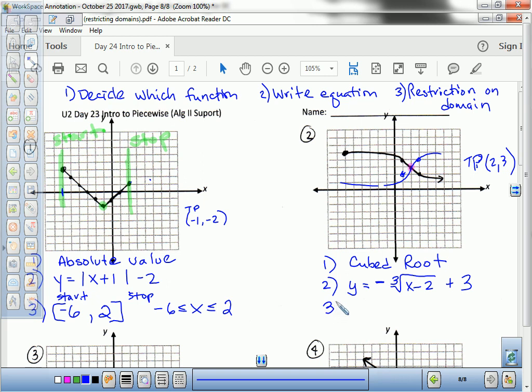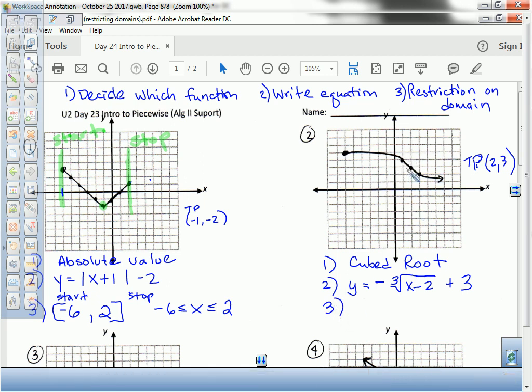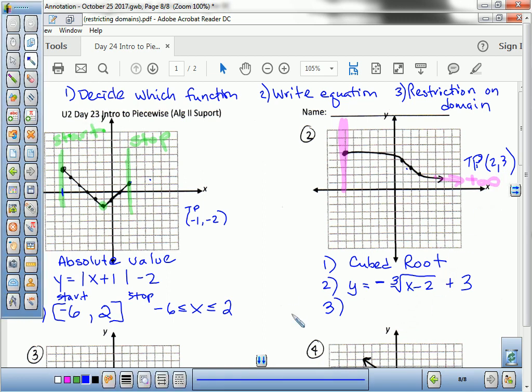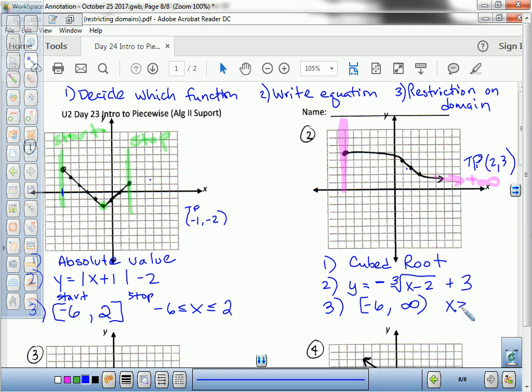All right. Now we have to do the domain. So we always look at this. We have a start, but it doesn't have a stop, does it? No. So it's going forever this way. It's going towards positive infinity. So this one has a start, but not a stop. So it's going to start at what x value? -6. -6, and then it goes forever right. Now, if we were to write this as an inequality, it's all the x values that are greater than or equal to -6.